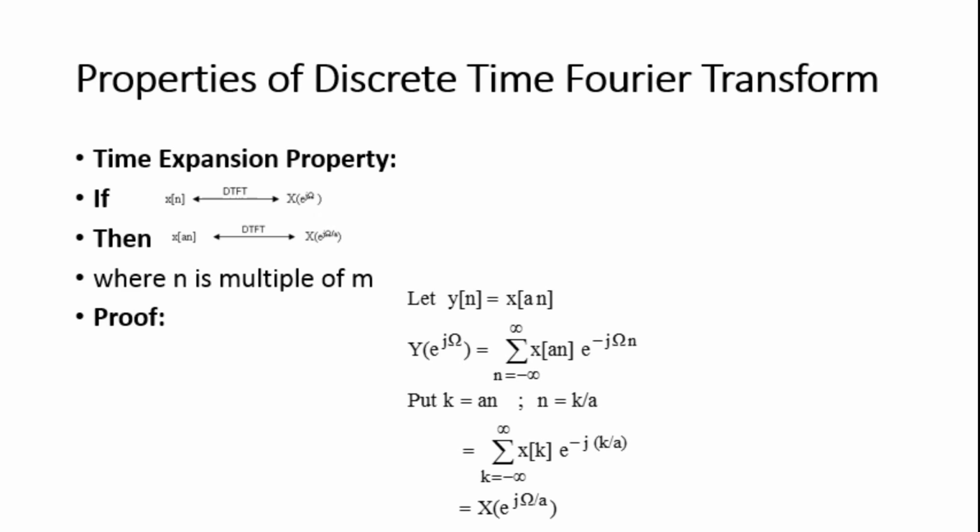Let y of n is equal to x of a into n. Y of e power j omega is equal to summation n is equal to minus infinity to infinity x of a n into e power minus j omega into n. Put k is equal to a n and n is equal to k by a. Then summation k is equal to minus infinity to infinity x of k into e power minus j omega into k by a, which is equal to X of e power j omega divided by a.